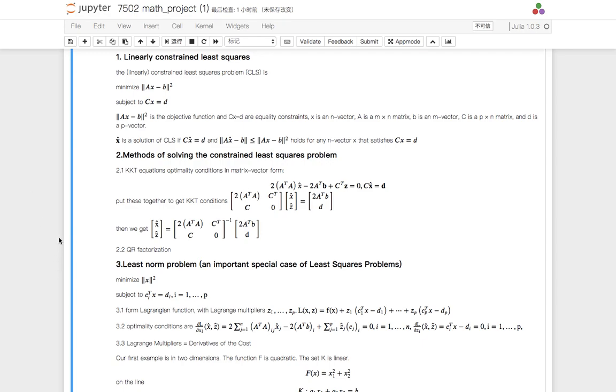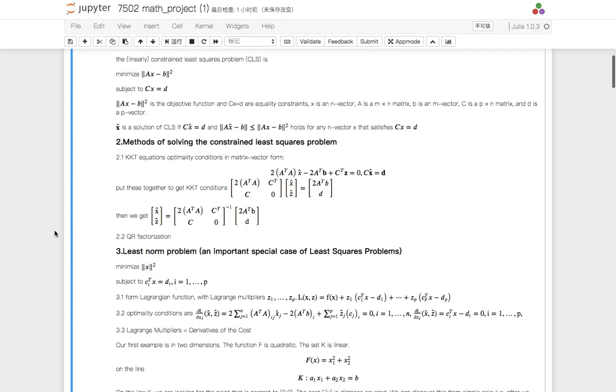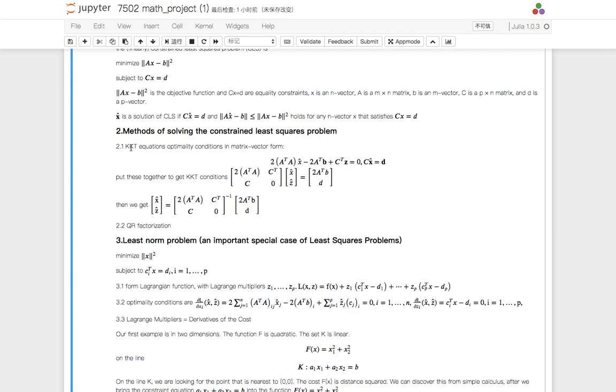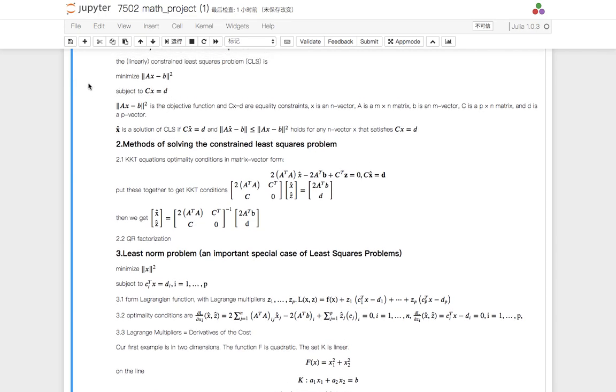Now let's start by looking at the two main methods going to be used to solve this problem. Recall that the problem is to minimize the square norm of Ax minus b. There are two methods to solve the CLS problems. The first one is via the KKT equation, and the second one is via the QR factorization.